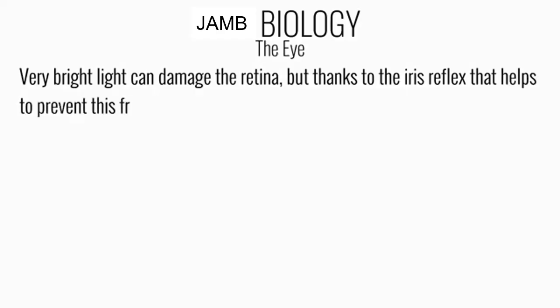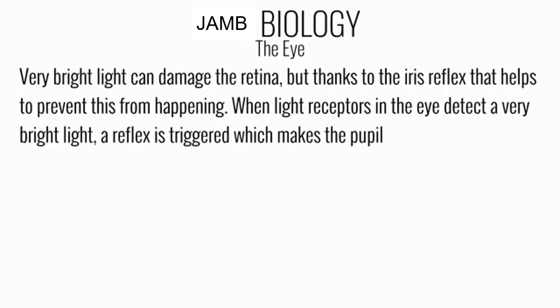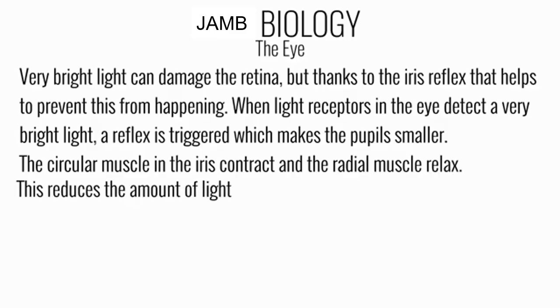Very bright light can damage the retina, but thanks to the iris reflex that helps to prevent this from happening. So when light receptors in the eye detect a very bright light, a reflex is triggered, which makes the pupil smaller. The circular muscle in the iris contracts and the radial muscle relaxes. This reduces the amount of light that can enter the eye.